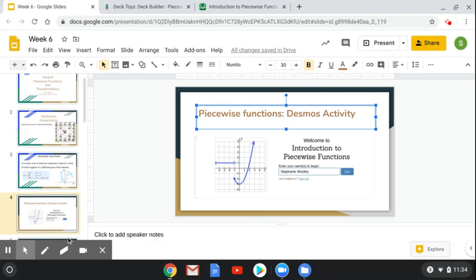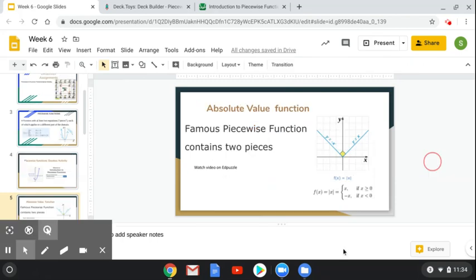After you complete your piecewise Desmos activity and those related activities, the next thing you're going to do is look at the transformations of an absolute value function. An absolute value function is a very famous piecewise function. It contains two pieces or two linear parts. y is equal to x when your input or your x domain values are greater than or equal to 0, and then it is equal to the opposite of x when x is less than or equal to 0.